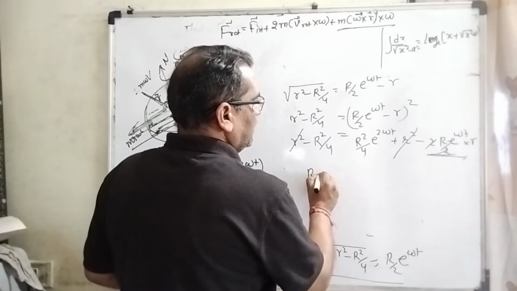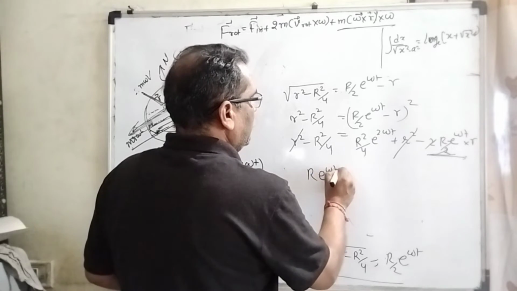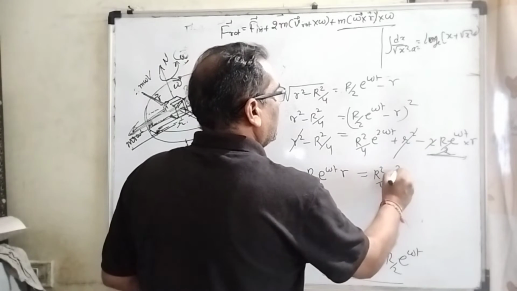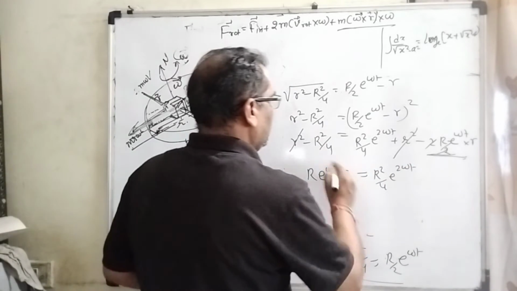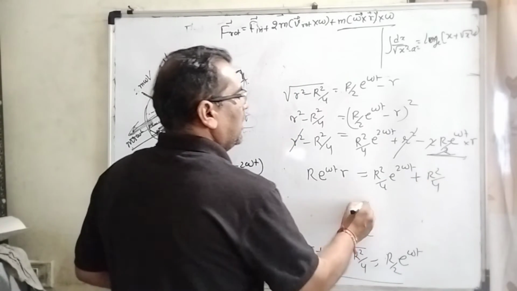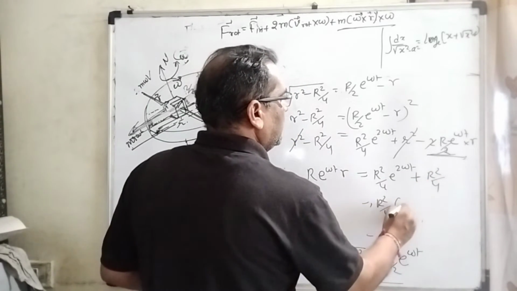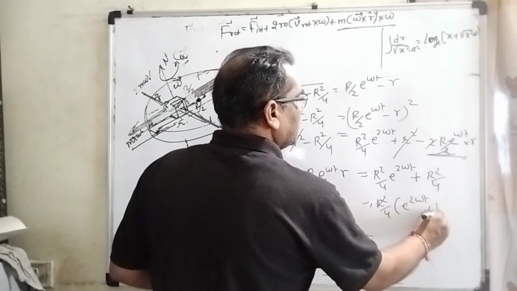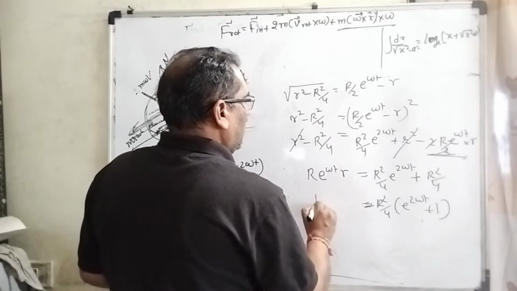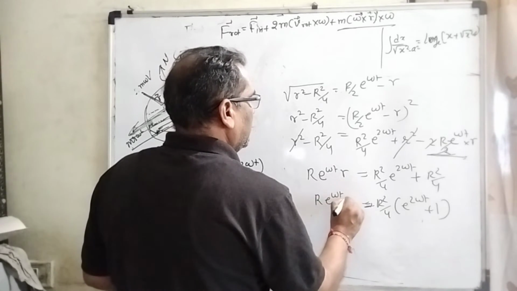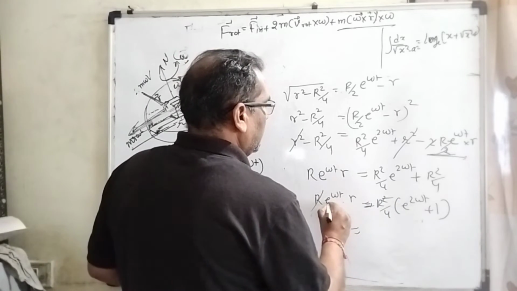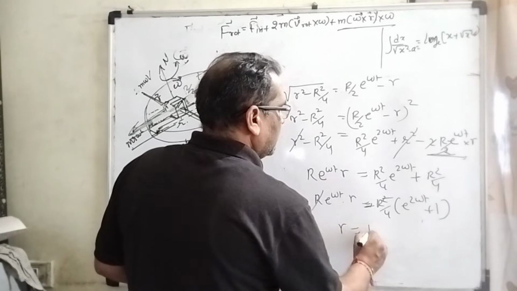Then 2 r e raised to power omega t small r equal to r square by 4 e raised to power 2 omega t plus r square by 4. Here r square by 4 is common: e raised to power 2 omega t plus 1, times R e raised to power omega t into r. This 1 r cancels out, and r equal to e raised to power omega t, transposing to the right side, it becomes the denominator.